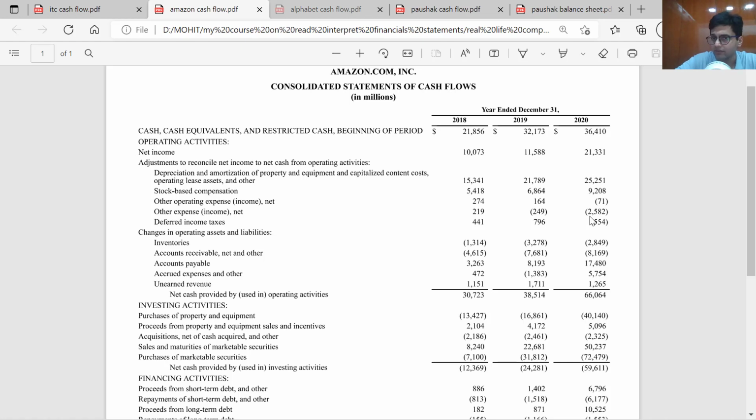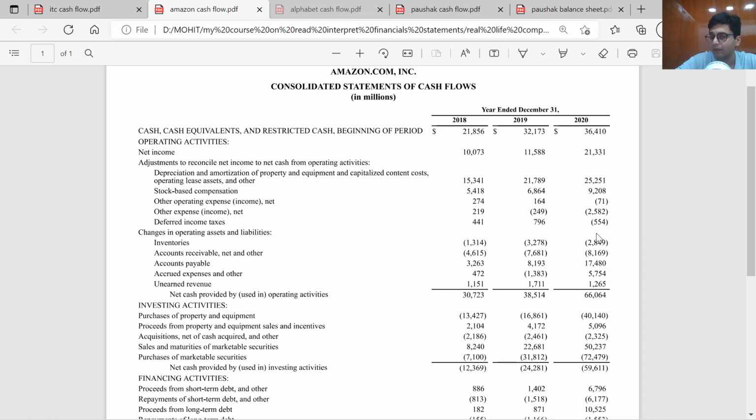So all these figures, see what happened. The net income was just $21 billion. And what are the cash flows from operating activities of Amazon? That is $66 billion. So what does it show you? It shows you that the major component of Amazon's business is actually hidden. Hidden in what way? It's hidden in its excellent management of its working capital.